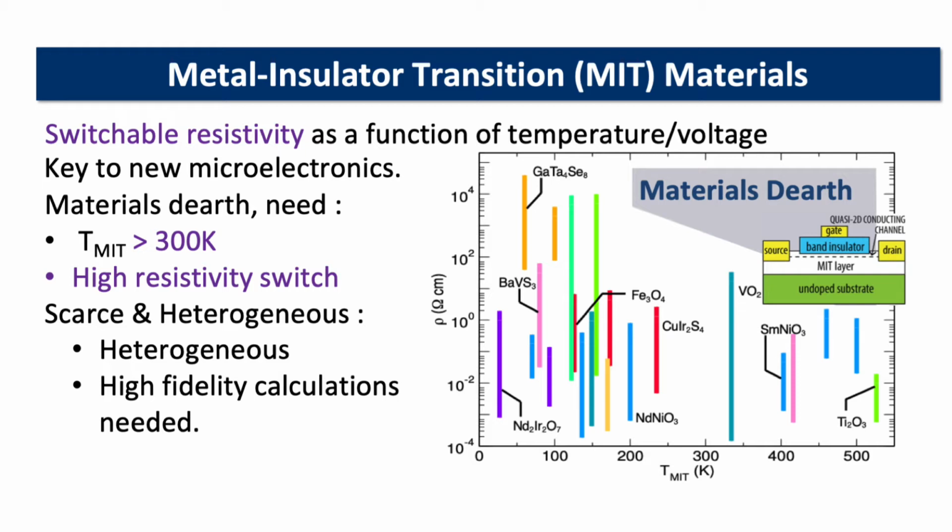So these MIT compounds show a transition from an insulating low temperature phase to a metallic high temperature phase. There's a dearth of materials with a sharp transition that operate above room temperature. As a result, VO2 here is the most used material. One of the main goals of our collaboration is to discover new materials that are maybe even better than VO2, as well as show how machine learning can accelerate materials discovery.